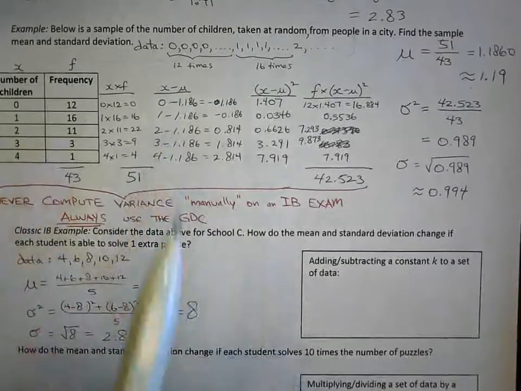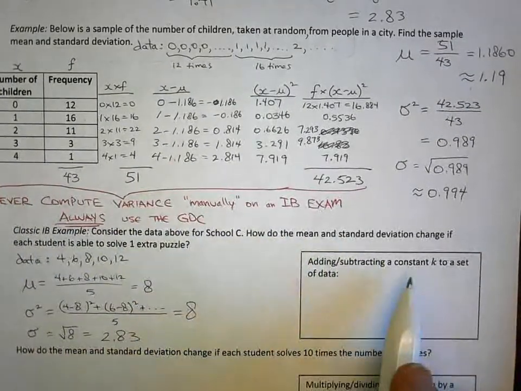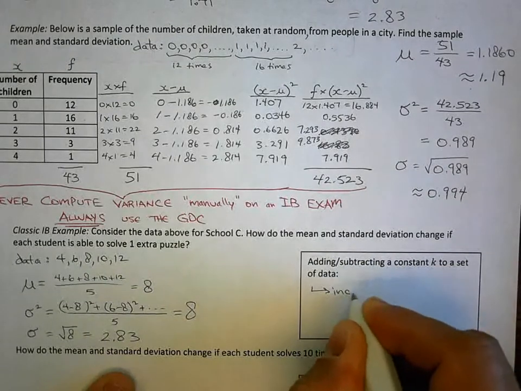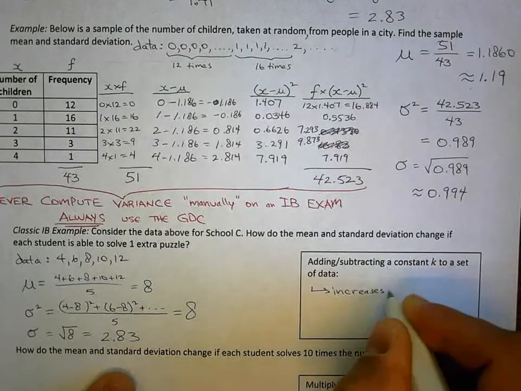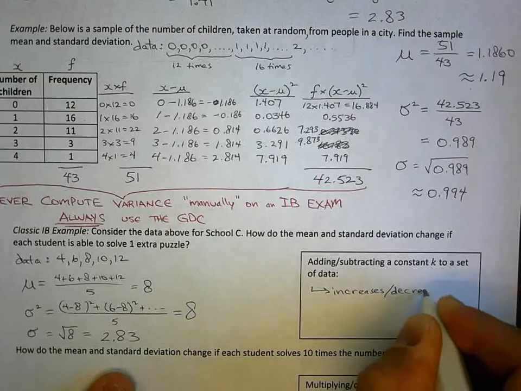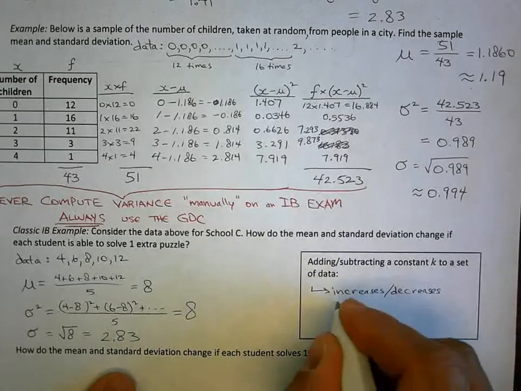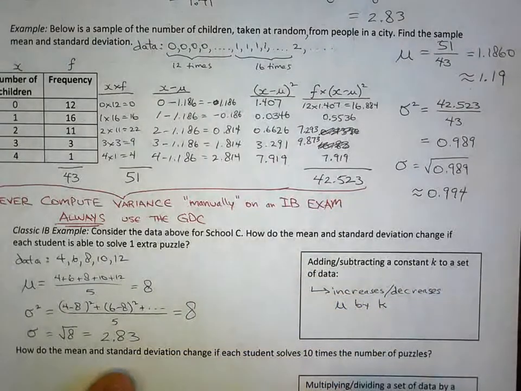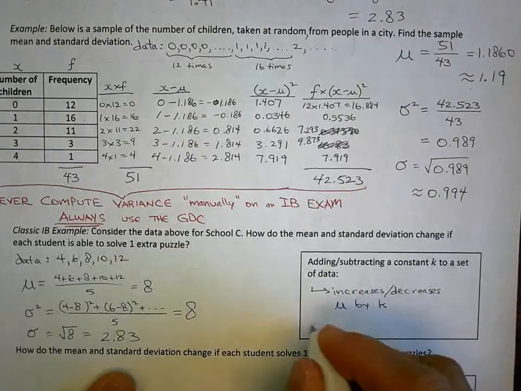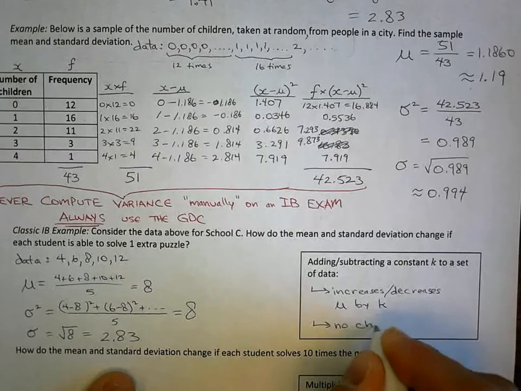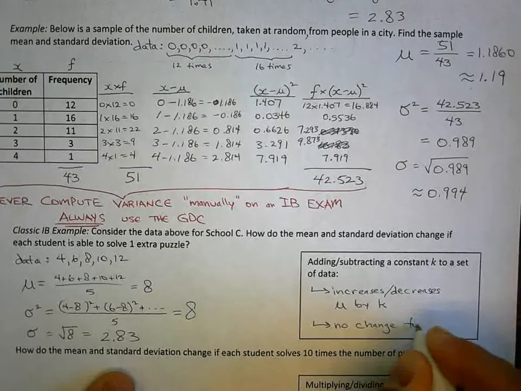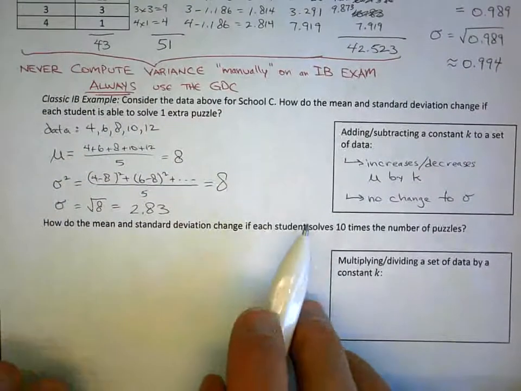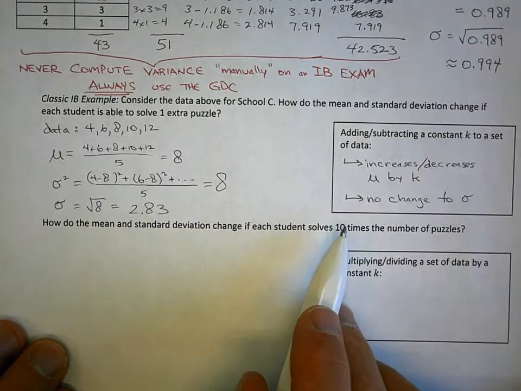So, as a rule, adding or subtracting a constant k to a set of data increases or decreases mu by the value k, by the amount that you added or subtracted. There is no change to sigma, the standard deviation.